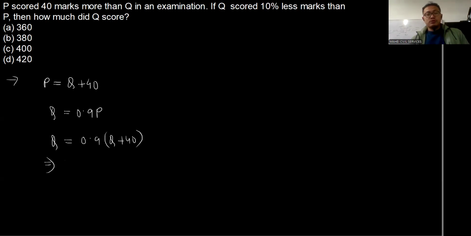So 0.1 Q is equal to 36. Q is equal to 36 by 0.1, which is equal to 360. Answer is 360.